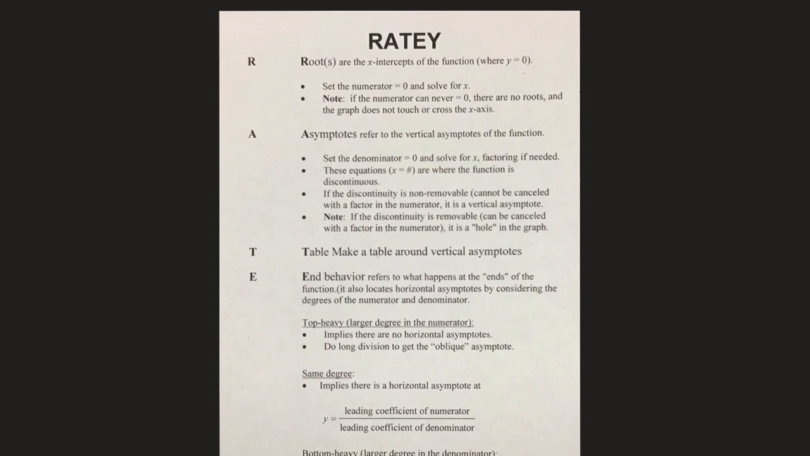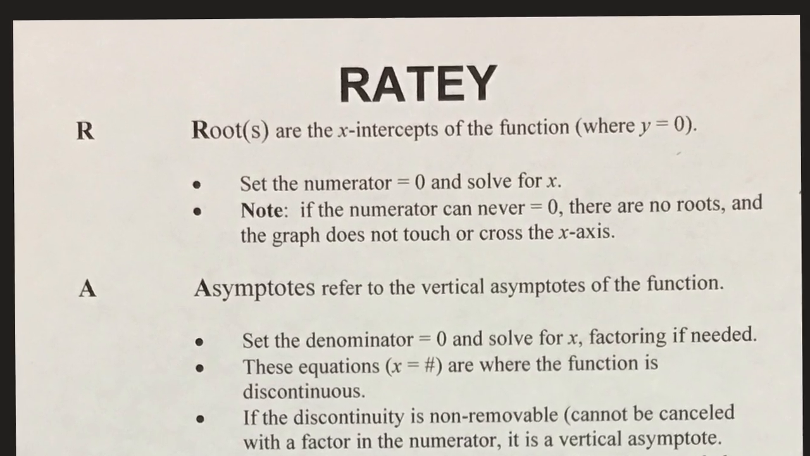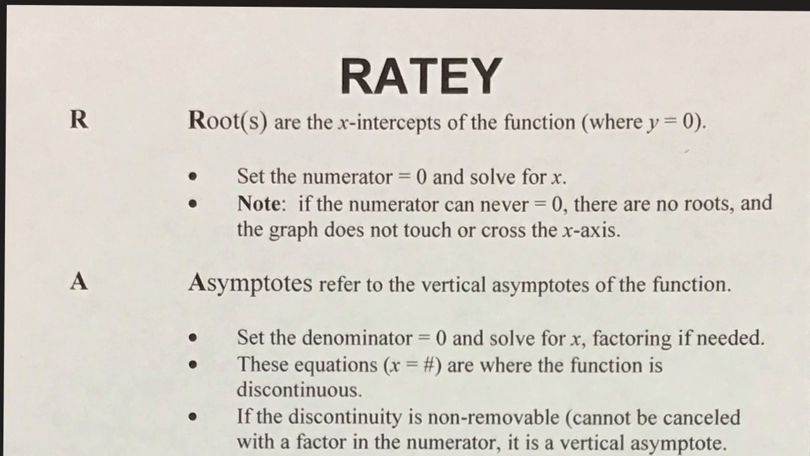So here are what these letters, R, A, T, E, and Y, stand for. Once again, your teacher might use different vocabulary as far as the letters go, but this is just one way to organize the information that we're going to find in order to be able to graph a rational function. Okay, so the R, we're going to find the R first, just because it makes a word.